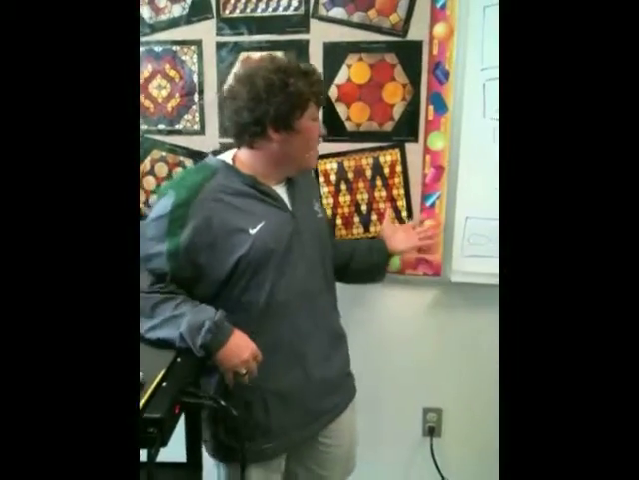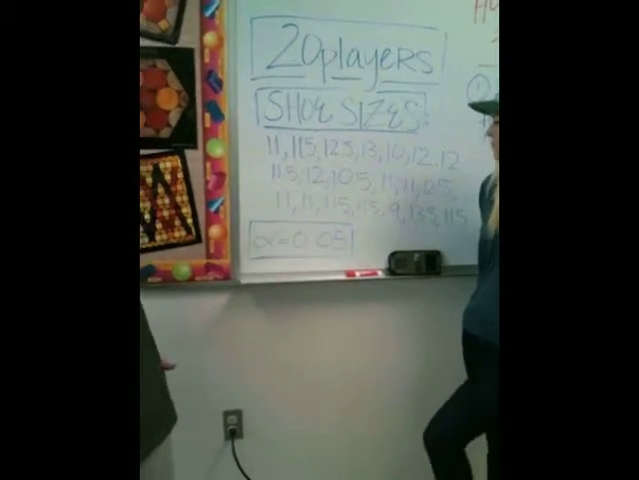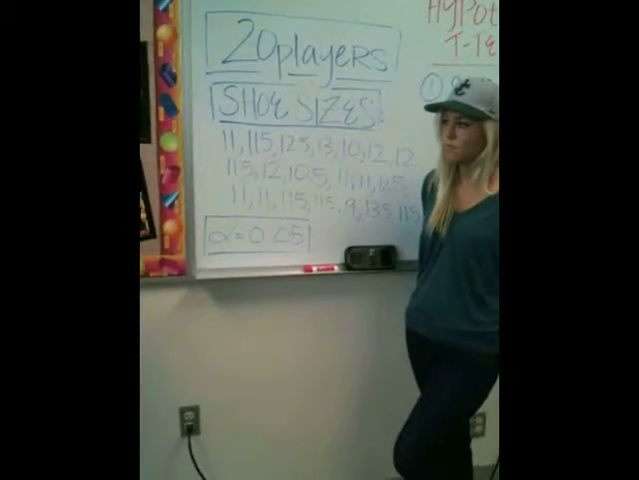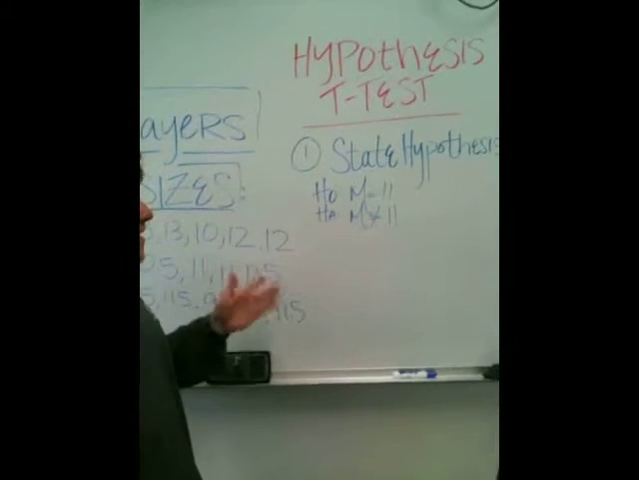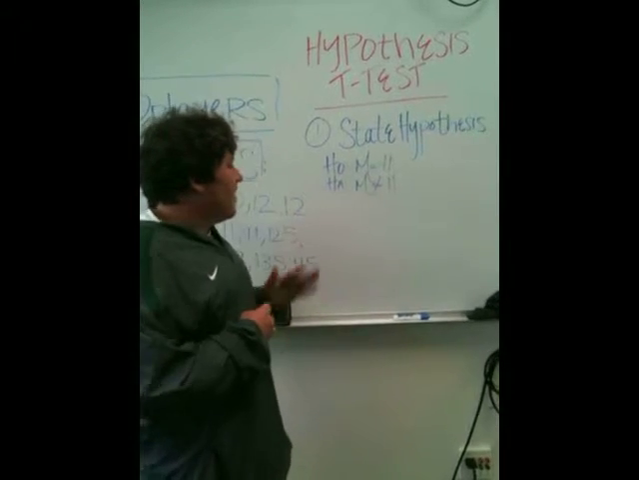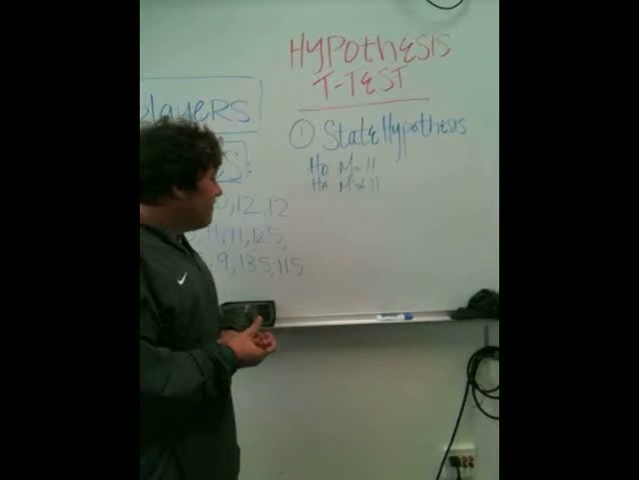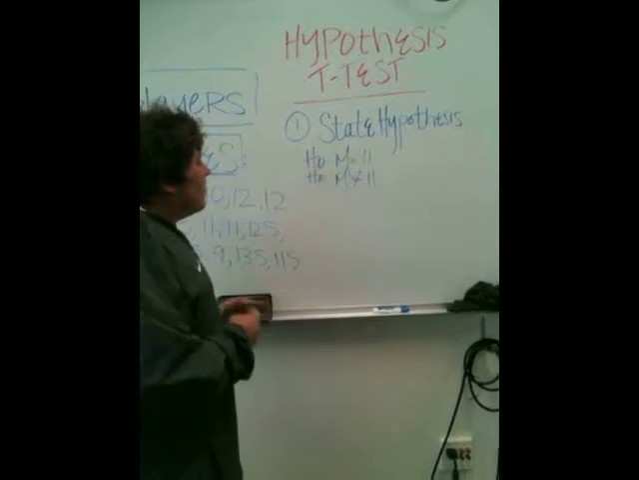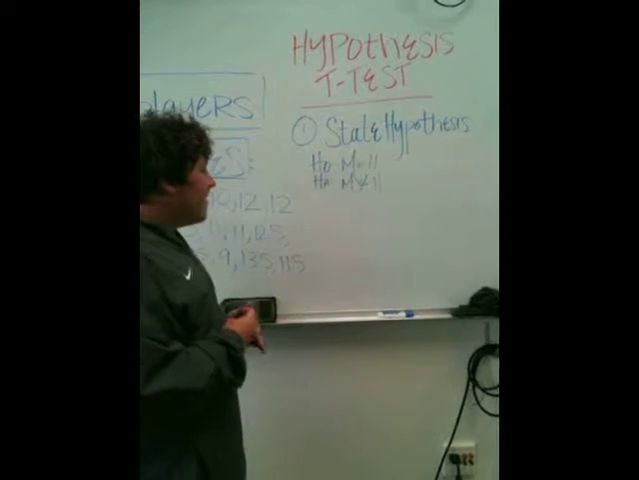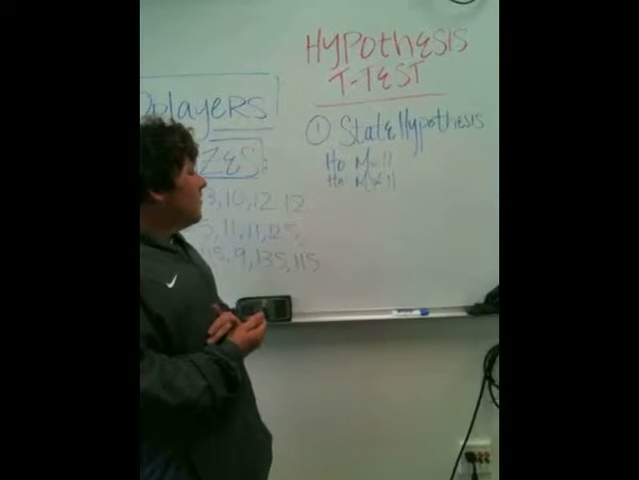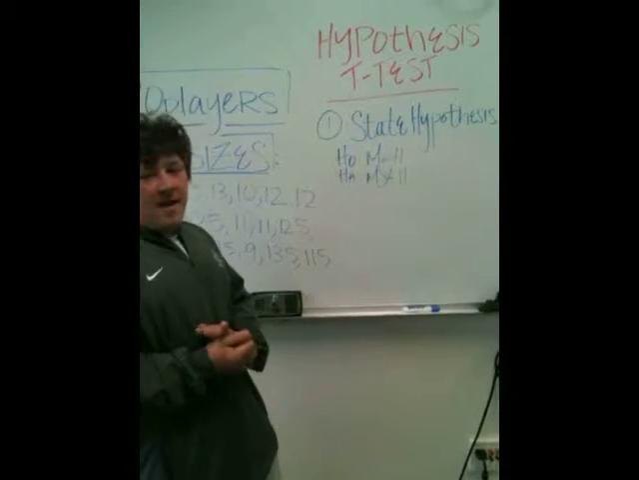Our data that we have right here, we notice that we have 20 samples. Because of that, and the fact that we are trying to determine if the mean of the shoe sizes is correct, we will run a hypothesis t-test. First step is to state the hypothesis, and we know that the average is 11. So the null hypothesis will be that mu equals 11, because we believe that the average shoe size is 11. Therefore, the alternate hypothesis would be that mu does not equal 11. And that is the first step.